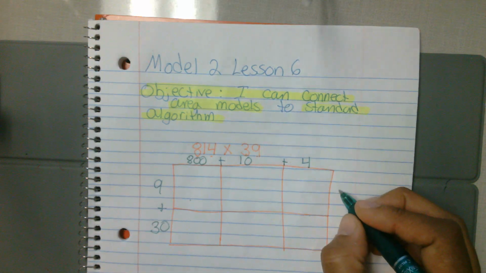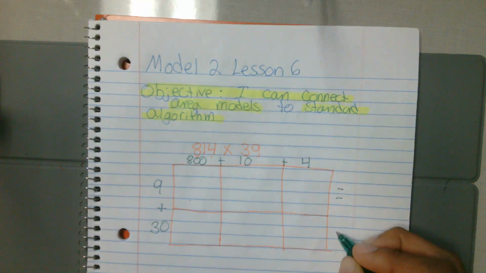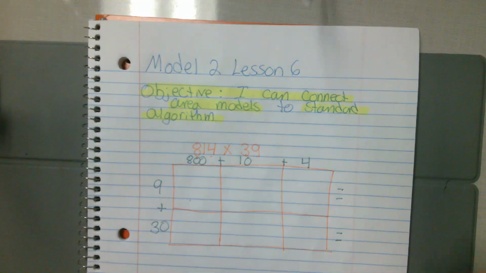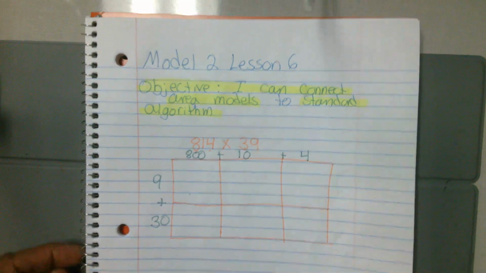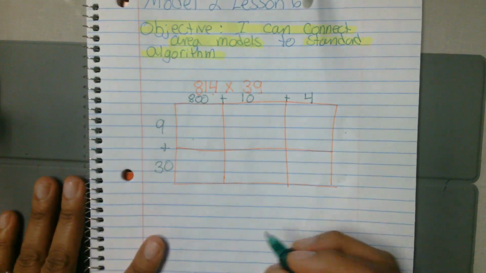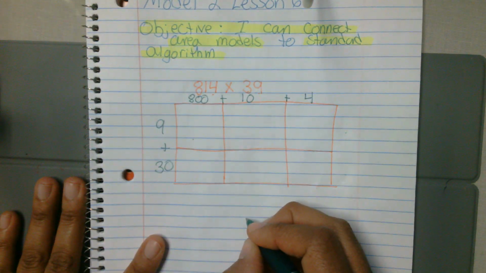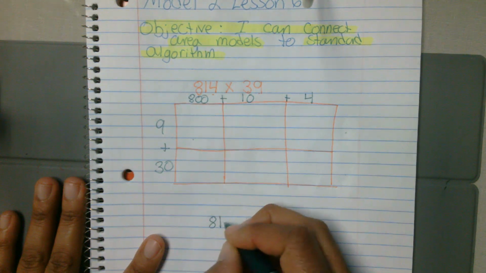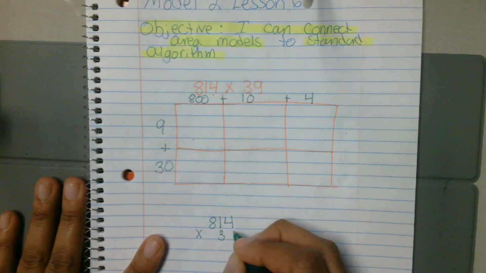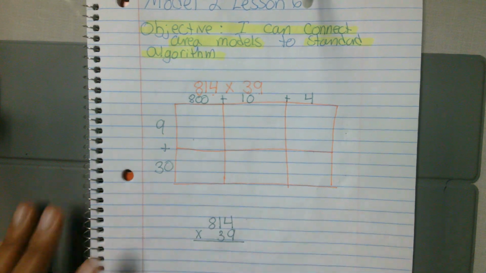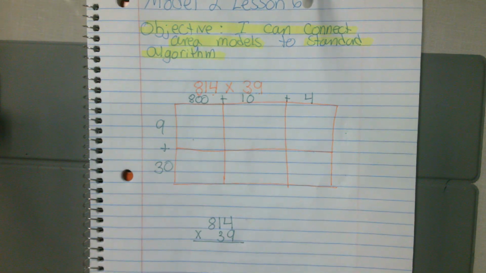Okay, and then off to the side, remember, we're going to have our equal sign because we're going to add them up all the way over here if we need to. Add them all the way up. And then while we're doing this at the same time, we're going to connect it to, over here, the standard algorithm. So we put the first number on top and the second number on the bottom. So we're going to see how all our answers should be the same, our partial products.